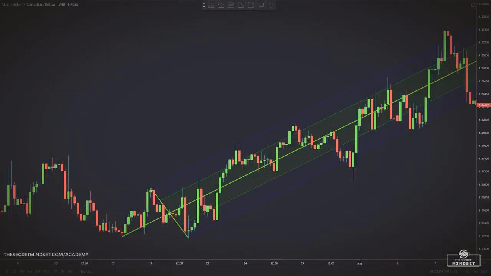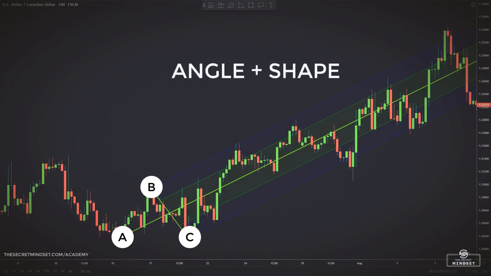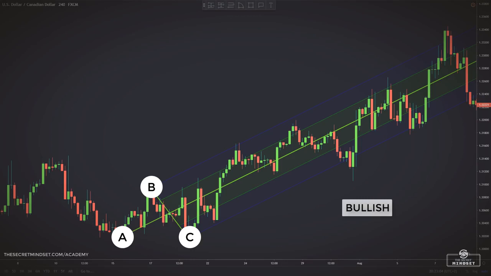Pay attention at this example. The 3 pivots A, B, and C give the angle and the shape of the Andrews Pitchfork. The resulting lines act as future dynamic support and resistance levels. As always, once a level gets broken, resistance turns into support, and the other way around. Judging by the current prices, the outlook looks bullish. The key here is the median line.